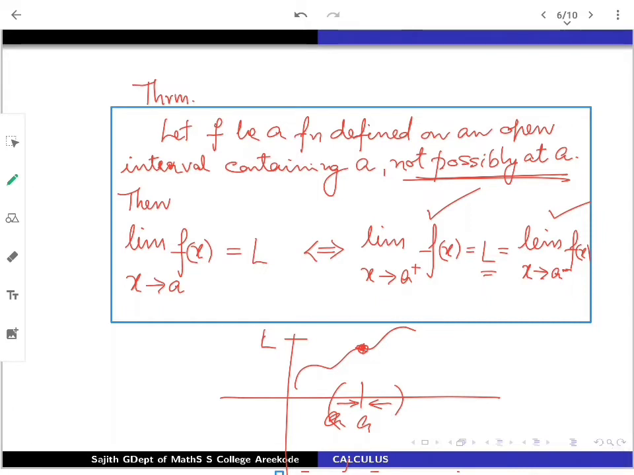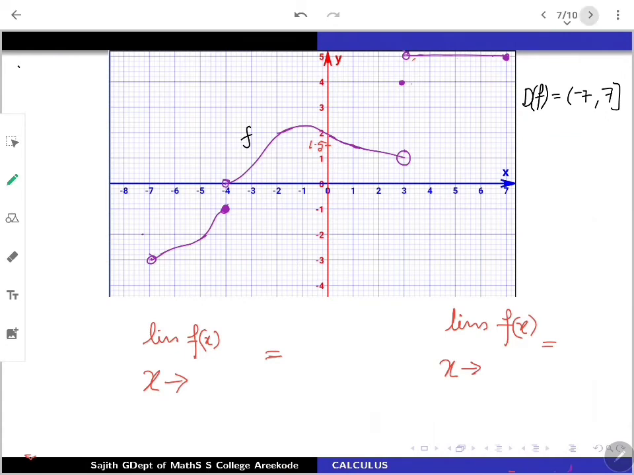Suppose f is a function which is defined on an open interval containing a but not possibly defined at a. Then the limit of f of x, you mean two-sided limit in that case, equals L if and only if both the right hand limit as well as the left hand limit as x is nearing towards a exist and are the same L. So we can try some examples.